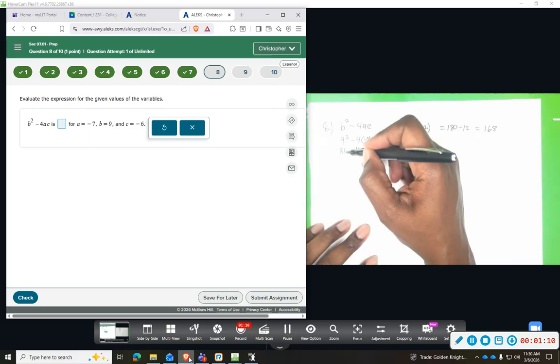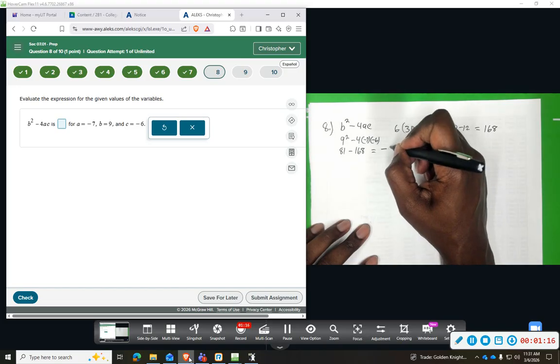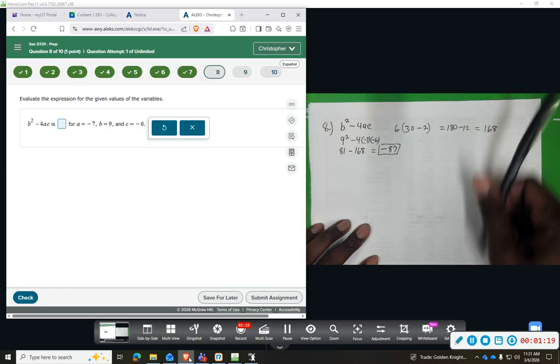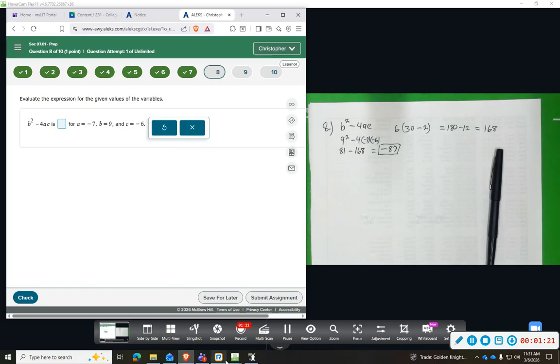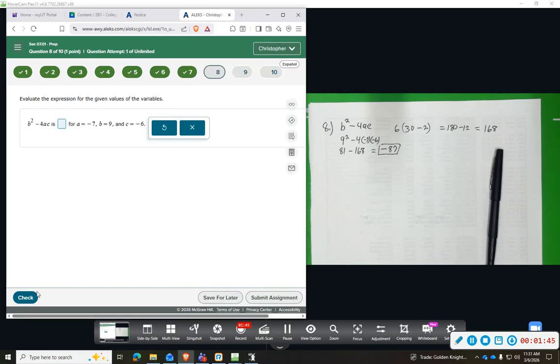And then when we subtract 81 from 168, that gives me a negative 87. So let's just double check that we should get a negative 87. We've done everything correct, so we'll say 9 squared minus 4 times negative 7 times negative 6. We get negative 87, so it looks good. Oh, I didn't put anything in. Negative 87.